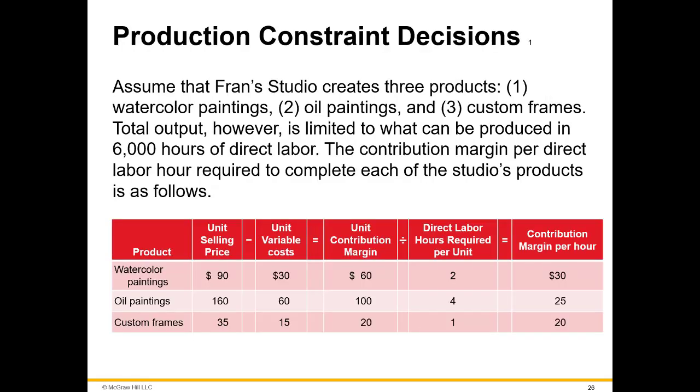All right. Now assume that Fran's studio creates 3 products: watercolors, oil paintings, and custom frames. Total output is limited to what can be produced in 6,000 hours of direct labor. Contribution margin per direct labor hour required to complete each of the studio's products is as follows. And so you can see, based on the contribution margin and the number of direct labor hours required, this would be the contribution margin per hour. But we're limited to 6,000 hours. So the question is, how do we proceed?